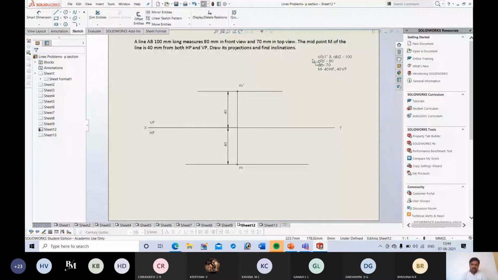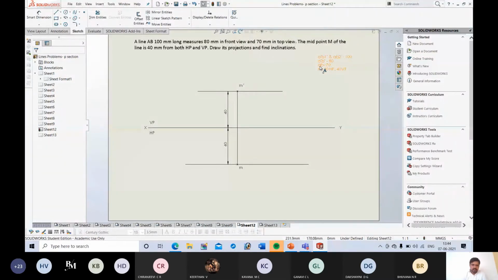And if the length of the front view A dash B dash is 80, what is the length of A dash M dash? 40 mm. Similarly, if the top view is 70 mm, then AM will be 35. You should consider half of the given length.